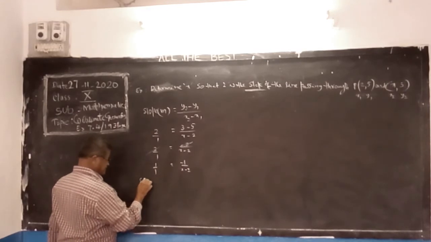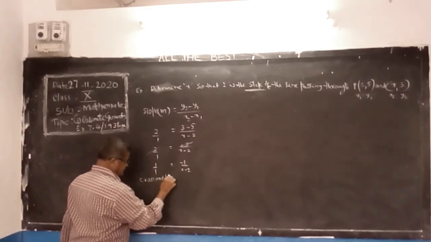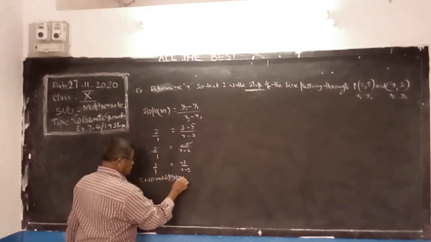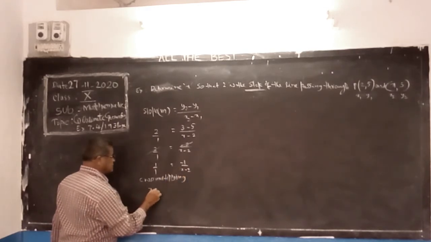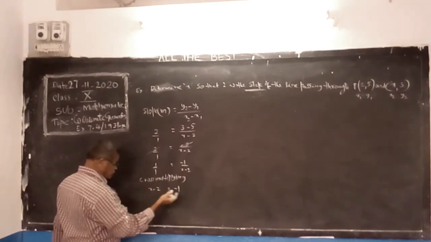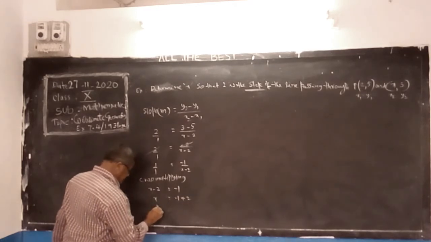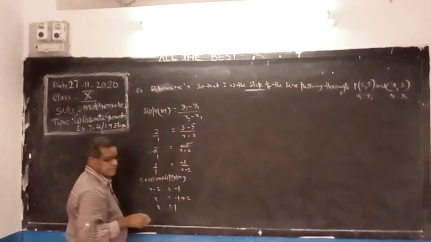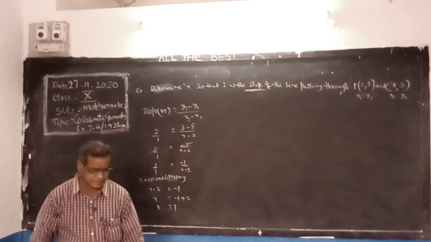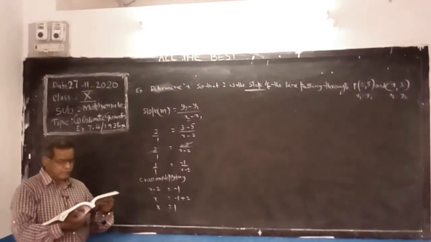Cross multiplying, x minus 2 is equal to minus 1. This minus 2 will go that side as plus 2. x is equal to 1. This is the way of finding the unknown. Simply apply the formula.